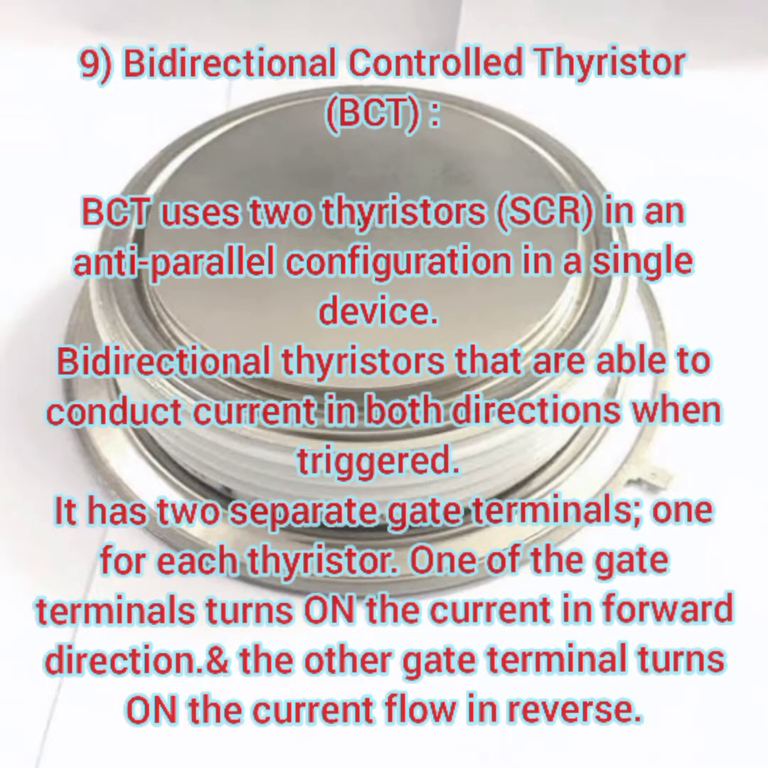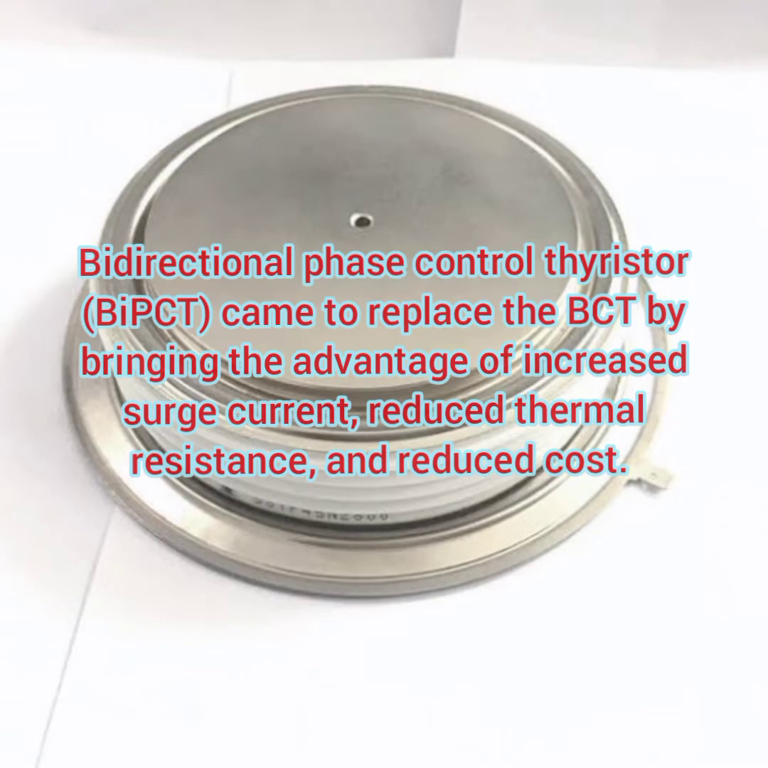So the BCT uses two thyristors in an anti-parallel configuration in a single device. So bidirectional thyristors are able to conduct a current in both directions when it is triggered. So in the name itself you can come to know that it will conduct in the forward direction and also for the reverse direction of current flow. So it has two separate gate terminals, one for each thyristor. So one will be used as your gate for turning on, and then another one will be used for turning off.